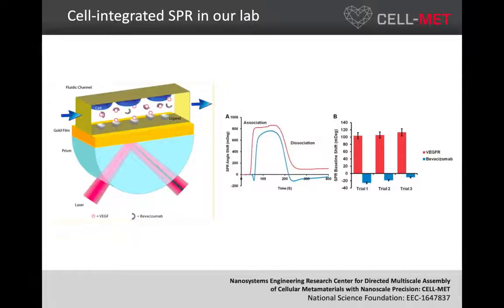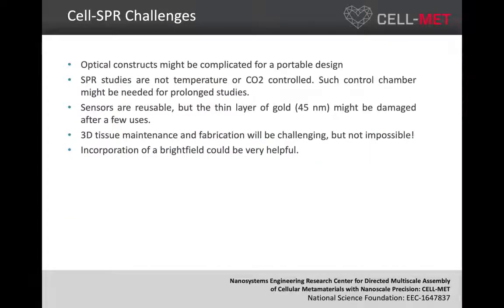Now, some of the challenges that might come up in future studies is that technically the optical constructs of SPR are a little bit complicated, and it might take time to construct them in a way that can be applicable in an incubator or be a portable design. SPR studies are not temperature or CO2 controlled at this point, and that can have a large effect on the cells. Although we can reference out a lot of the disturbances, it would still be ideal to have a chamber provided on top of SPR that is temperature and CO2 controlled for prolonged studies.